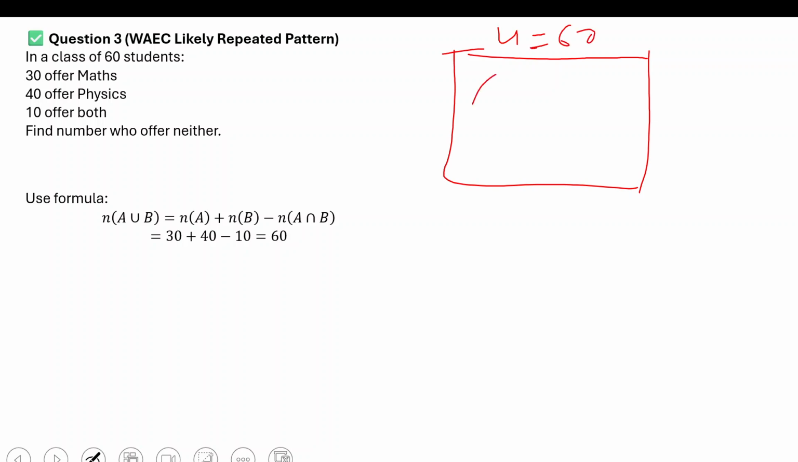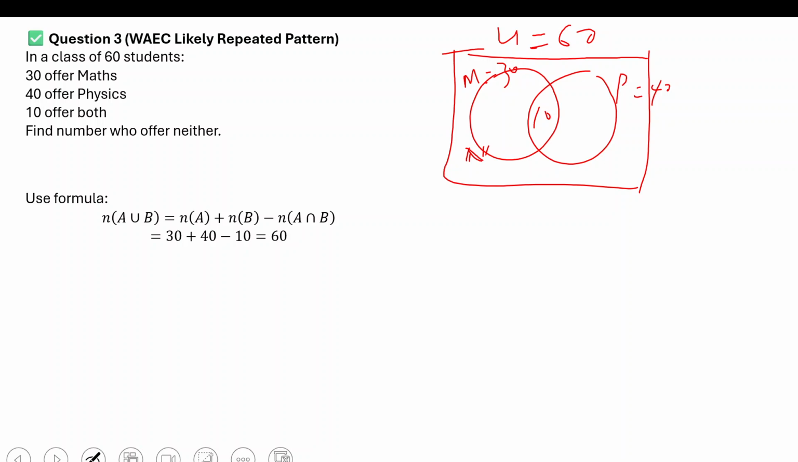So I have maths and physics. M, maths, is 30 and P, physics, is 40. And we said 10 offer both, so 10 is the intersection. Find the number who offer neither. So that neither, N, is outside. Is outside, right? So I can write the formula like this.